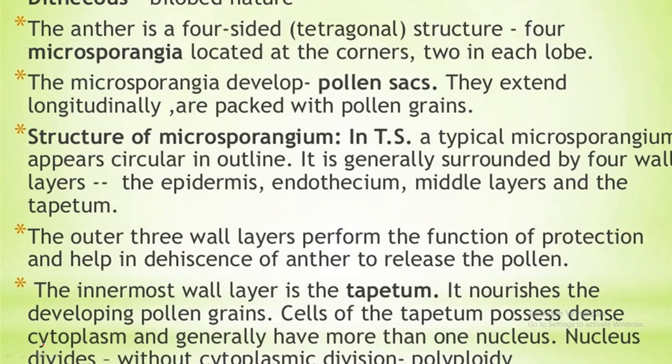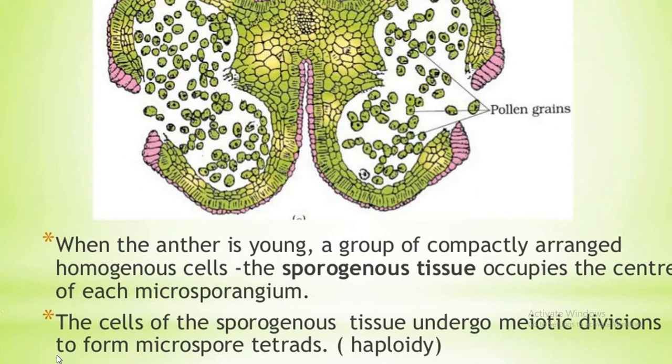Right, so this is all what we have discussed, right? The structure of the anther. Again, this we have already discussed. When the anther is young, a group of compactly arranged homogeneous cells, that is the sporogenous tissues, occupies the center of each microsporangium, and the cells of the sporogenous tissues undergo meiotic division, means the meiosis, to form microspore tetrad.